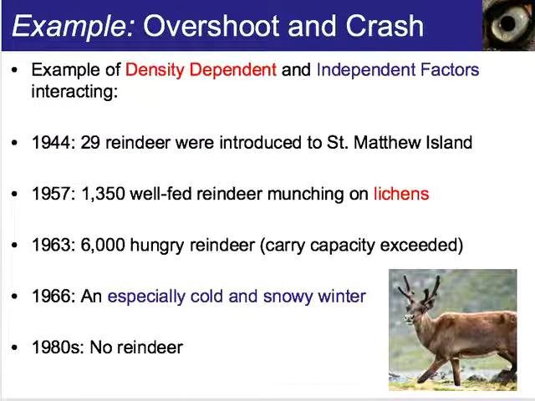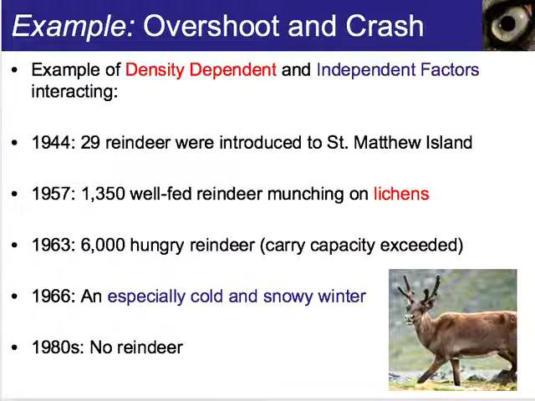Here's an example called overshoot and crash. Here's an example of density dependent factors, which are in red, and independent factors, which are in blue. In 1944, 29 reindeer were introduced on an island called St. Matthew Island. In 1957, 1,350 well-fed reindeer were munching on a food source called lichen. However, because there were so many reindeer, eventually they ate all the lichen, and in 1963, there were 6,000 hungry reindeer, which means that they exceeded their carrying capacity.